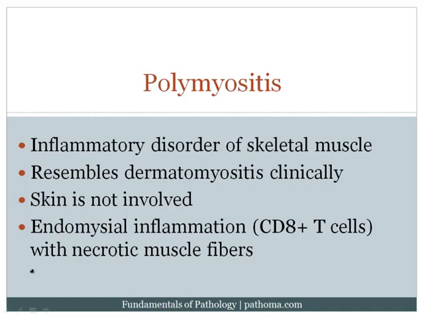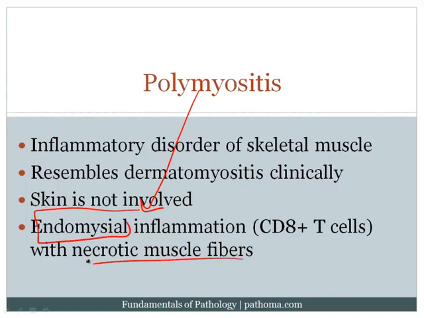Polymyositis is an inflammatory disorder of skeletal muscle. It resembles dermatomyositis, especially with the proximal muscle weakness. However, the skin will not be involved. So you will not see malar rash, you will not see a purplish rash of the upper eyelids, and you will not see Gottron's lesions on the knees and the elbows, for example. In addition, one key distinction is that in polymyositis you get endomysial inflammation with necrotic muscle fibers.